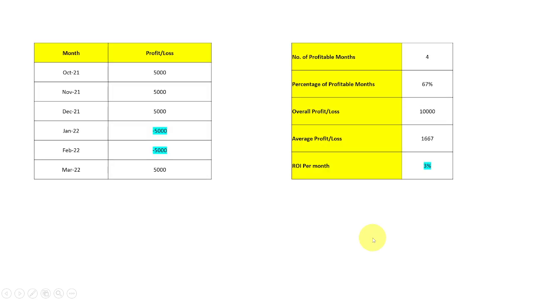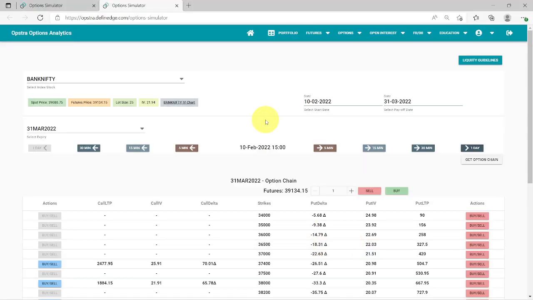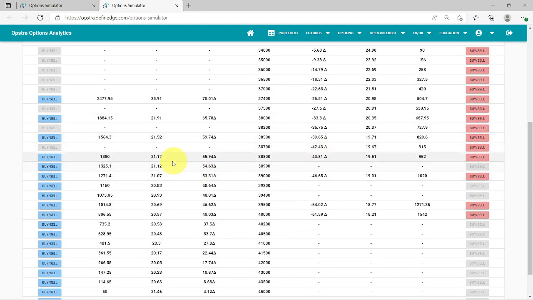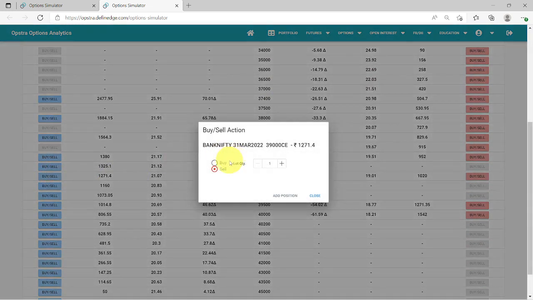Let me give you an example of the last 2 months so that I can show you a live example which will make you familiar with the strategy. For the month of March, this is the March expiry, 31st of March. For that, in the second week of February, we are taking 10th of February at 3 p.m. Market is at 39,000. So we are going to sell 39,000 both call and put.